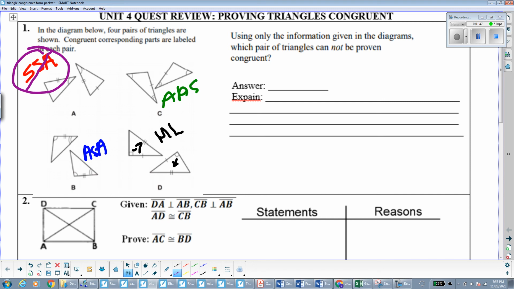If you read it backwards, that's ASS, which is not something you want to be writing on your geometry test. It is not a valid method of proving triangles congruent. So let's write here answer choice A. And in my explanation, I'm going to write side side angle is not a valid method for proving triangles congruent. And that's perfect. There we have it. We are all done.